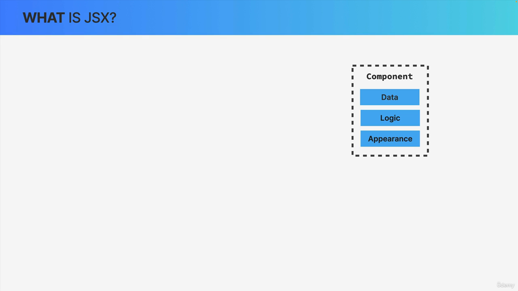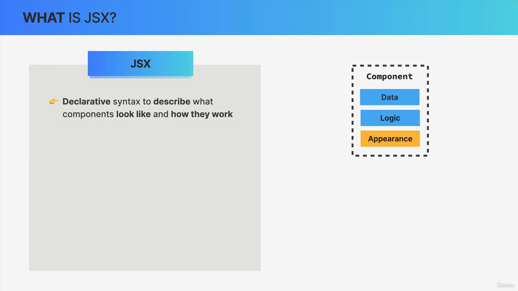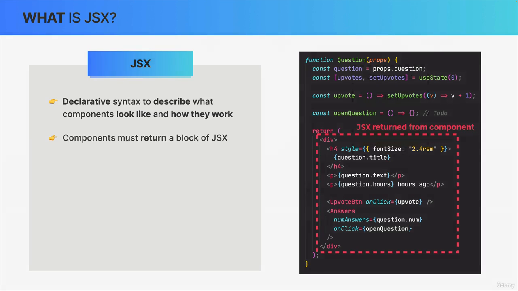So JSX is a declarative syntax that we use to describe what components look like and how they work based on their data and logic. So it's all about the component's appearance. In practice, this means that each component must return one block of JSX, which React will then use to render the component on the UI.